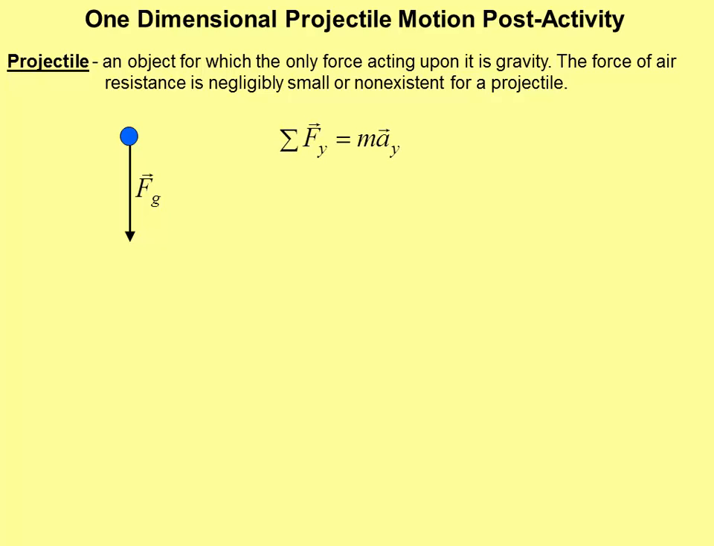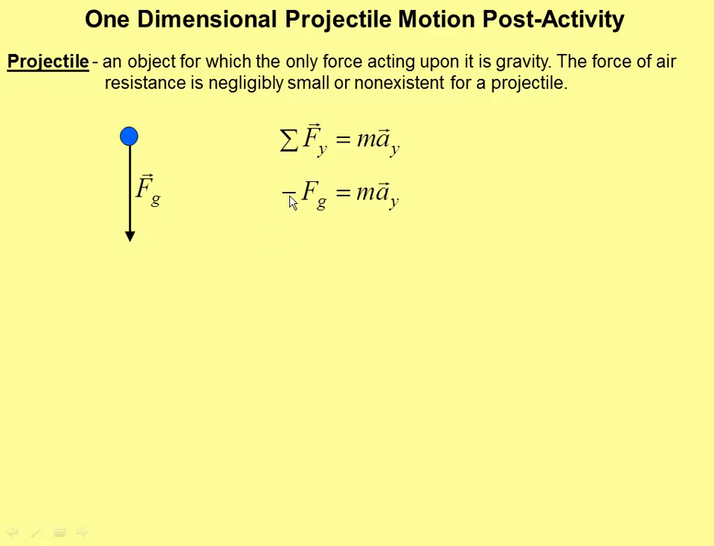That means from Newton's second law that the net vertical force has to equal the mass times the acceleration. Remember, this summation sign is just a fancy way of saying net vertical force. That is the vector sum of the vertical forces, which is a fancy way of writing vertical net force. Well, the only force is gravity, and it's down, which makes it negative.